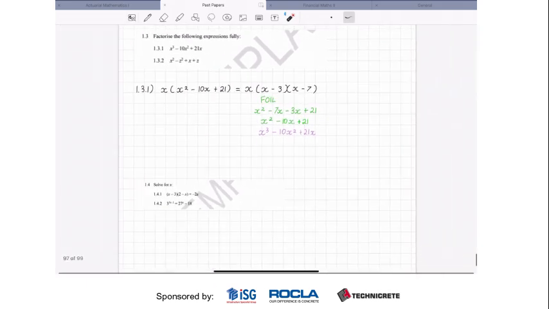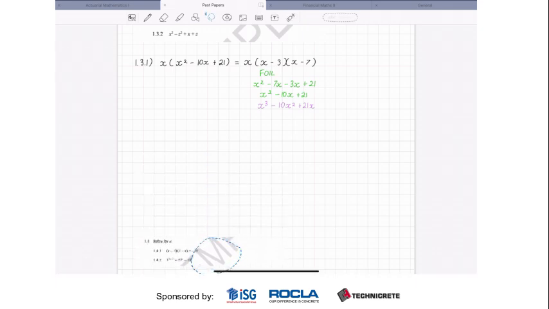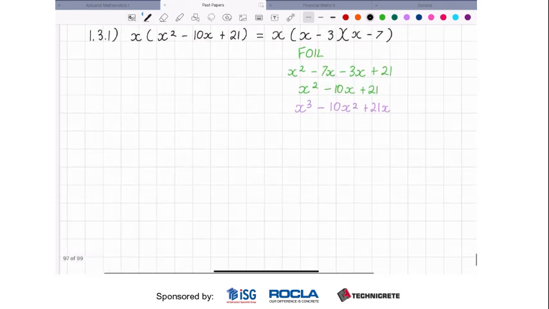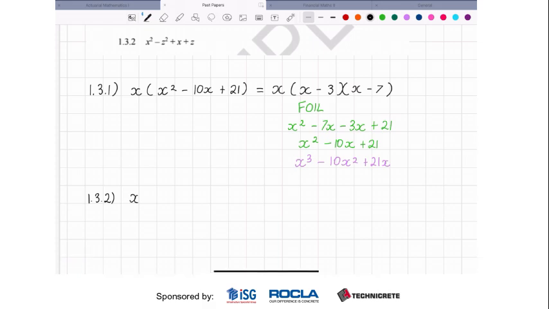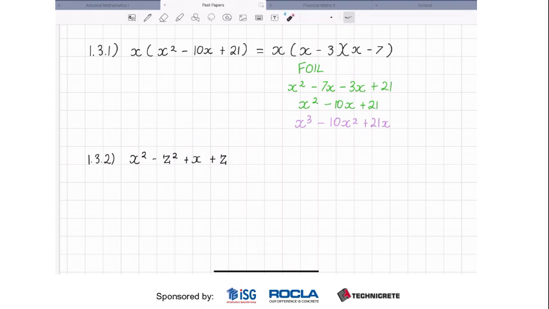Then for the next part of 1.3, we have 1.3.2, which is x squared minus z squared plus x plus z. So I noticed that with the first two terms, this x squared minus z squared, that I've got the difference of two squares, because the first term is a perfect square, they're separated by a minus sign, and the second term is also a perfect square.